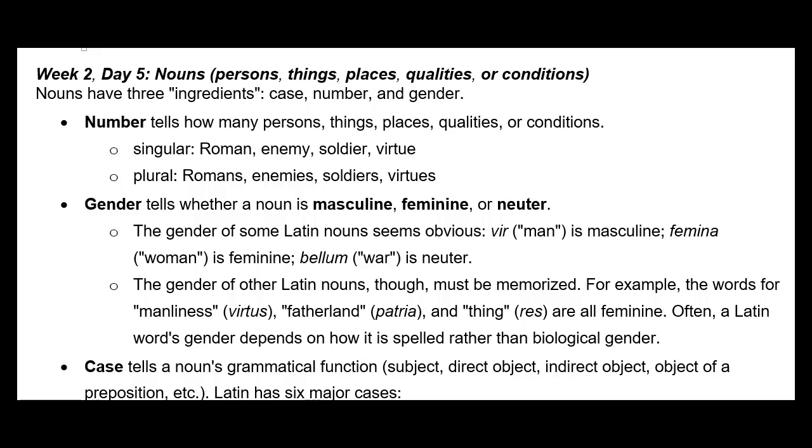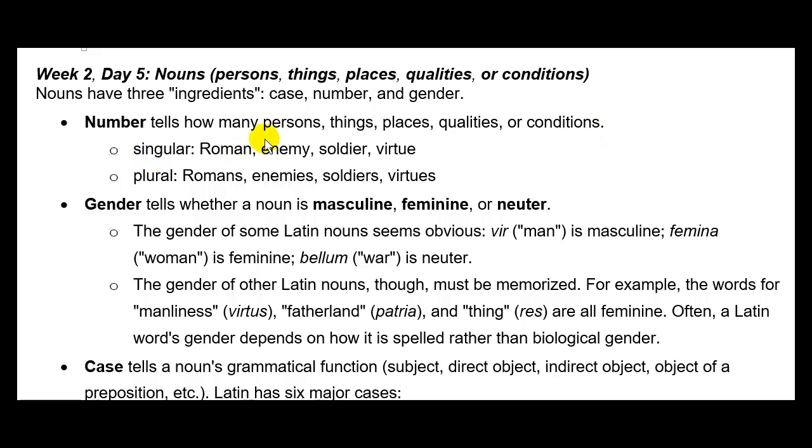All right, young Romans, let's talk about nouns. Nouns are persons, things, places, qualities, or conditions. Nouns have three ingredients in Latin that we need to think about: case, number, and gender. We'll talk about the easy one first, and that's number. Number tells us how many persons, things, places, qualities, or conditions you have.